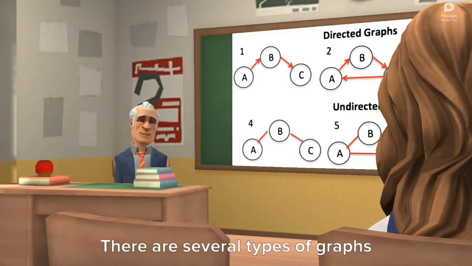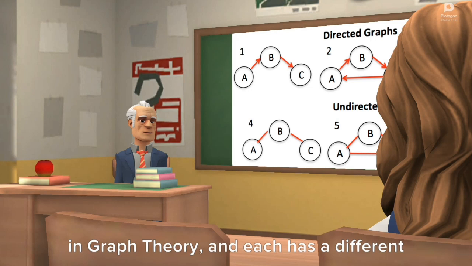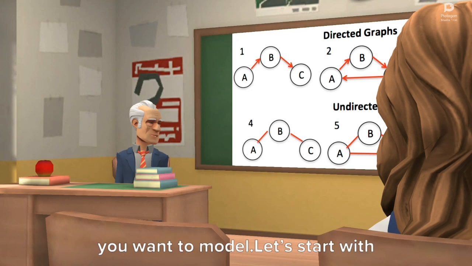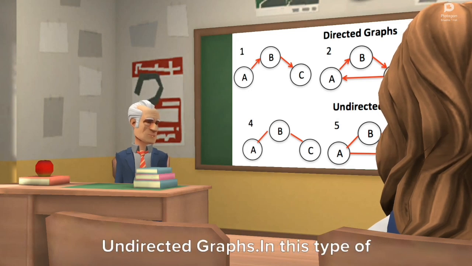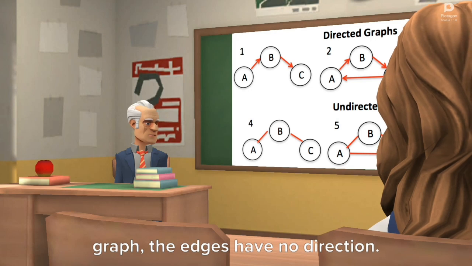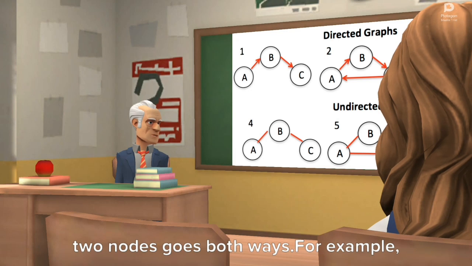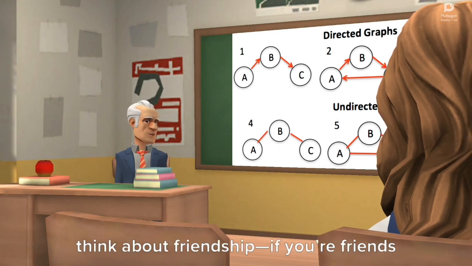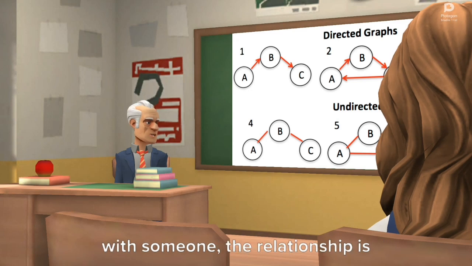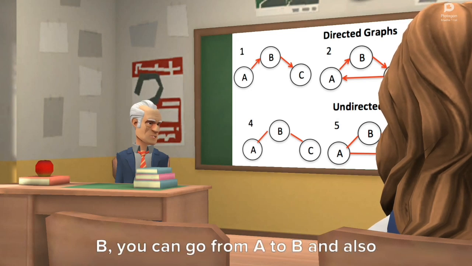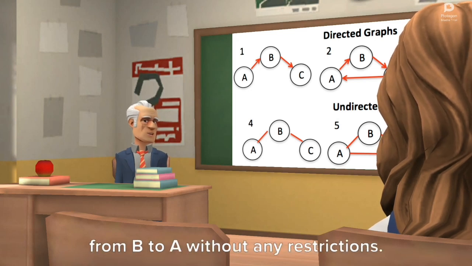There are several types of graphs in graph theory, and each has a different purpose, depending on the situation you want to model. Let's start with undirected graphs. In this type of graph, the edges have no direction. That means the relationship between two nodes goes both ways. For example, think about friendship. If you're friends with someone, the relationship is mutual. So, if node A is connected to node B, you can go from A to B and also from B to A without any restrictions.